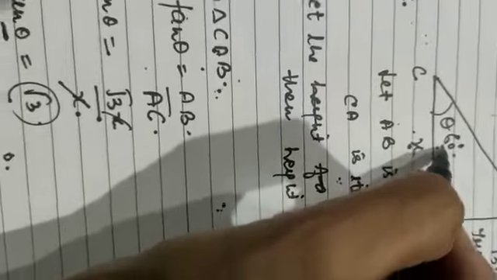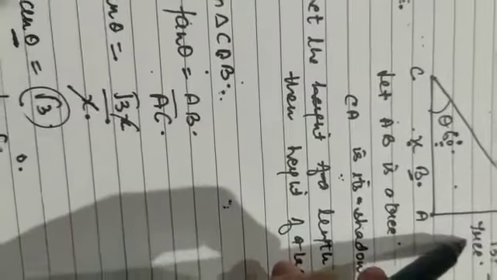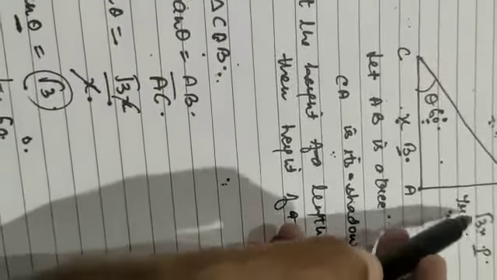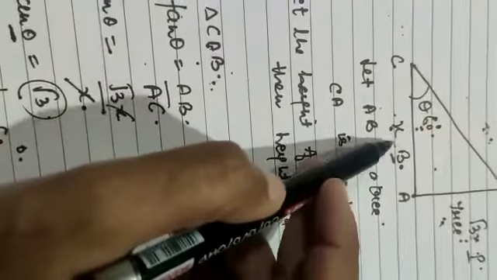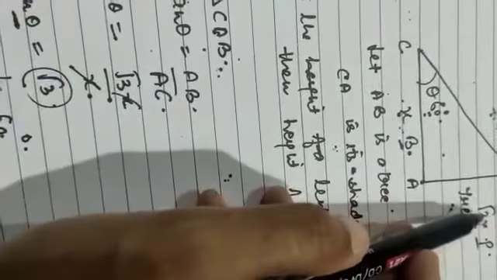When the angle of elevation will be 60 degree, at that time the height of the tree will be under root 3 times the length of its shadow, and the shadow will be 1 upon under root 3 part of the length of the tree.